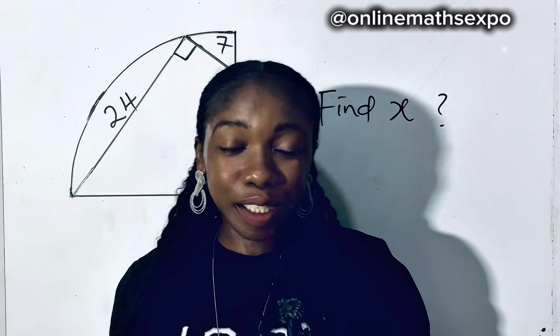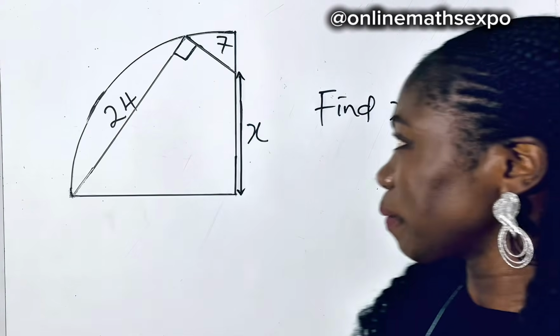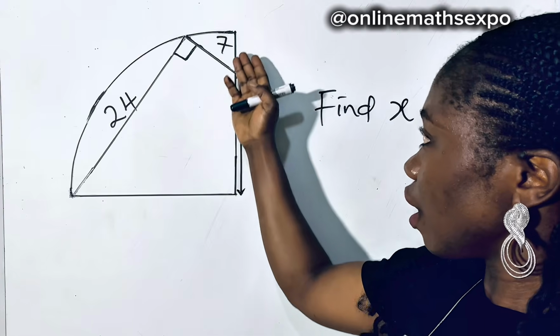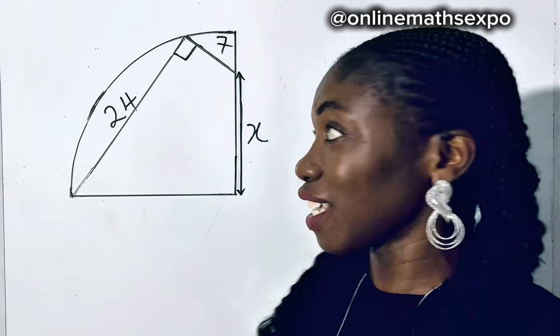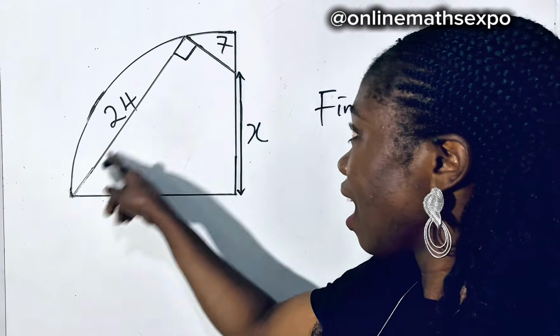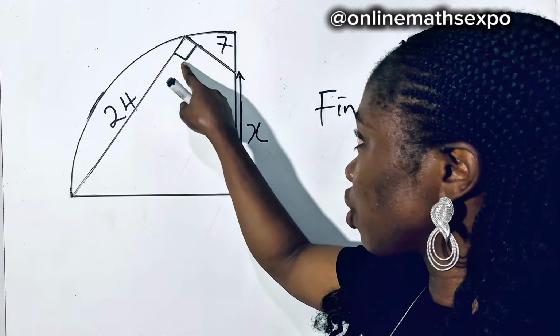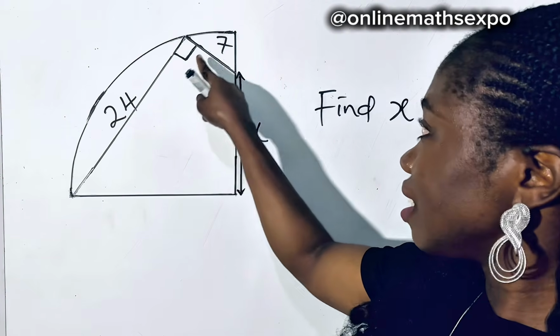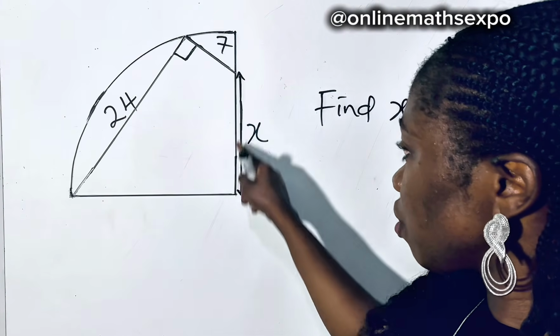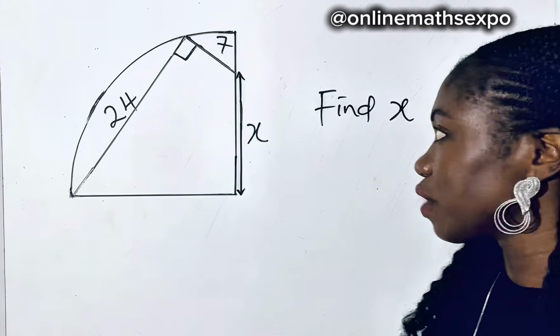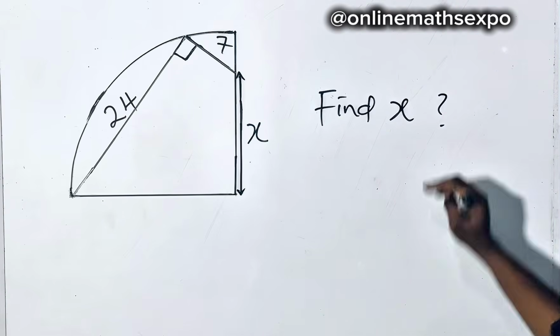Welcome and let's solve this beautiful geometry problem together. We are given a quarter circle and this quarter circle has two line segments, and they are both perpendicular to each other at this point. And this length measures 7 units, this measures 24. From here to here measures x, and the question is asking us what is the value of x.